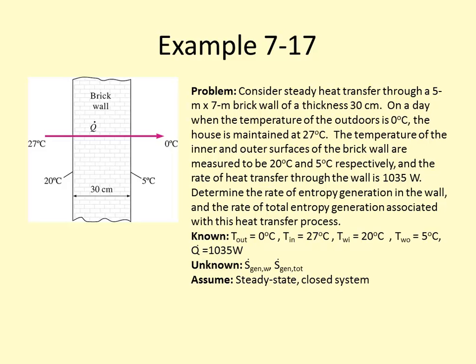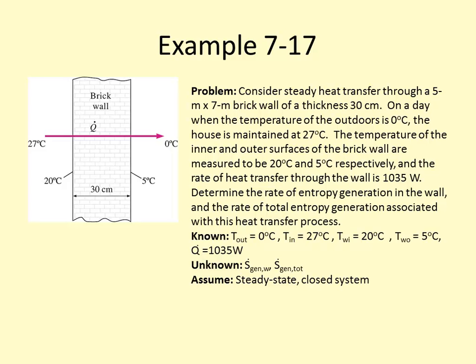Okay, let's do another example. This time we have heat being transferred through a system. So we have a brick wall. On one side of the wall is 20 Celsius. On the other side is 5 Celsius. And then the surrounding temperatures on the outside of the wall are 27 and 0 Celsius respectively. Okay, so it's hot outside, cold inside.